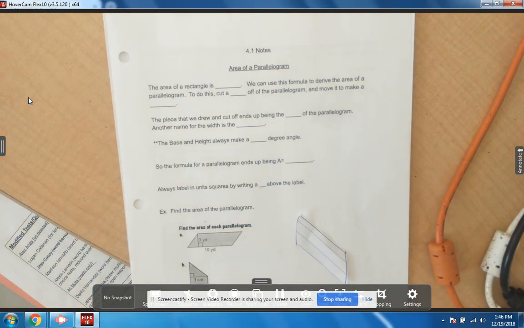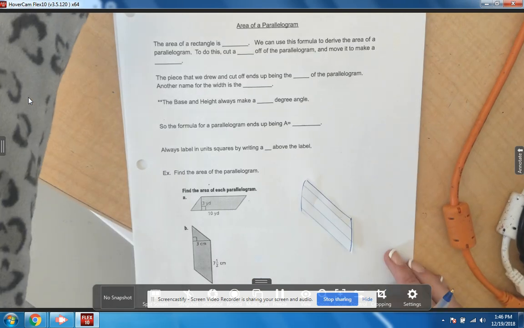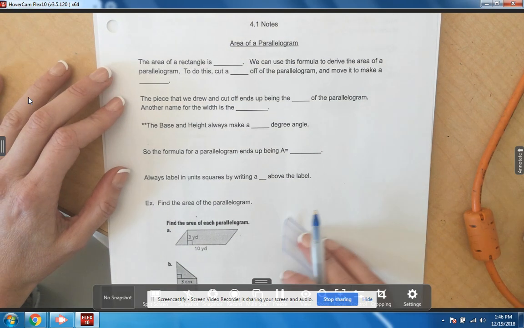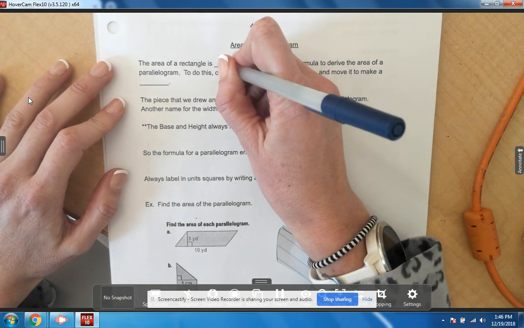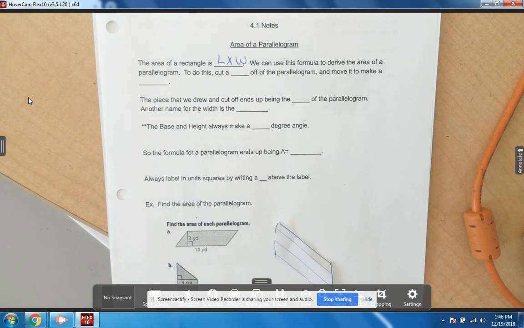So we are going to start the brand new chapter, chapter 4, and this is all about area formulas for different polygons. So make sure you have your notes, make sure you are following along with me. So it says the area of a rectangle is length times width. We just write it as L times W, so length times width.